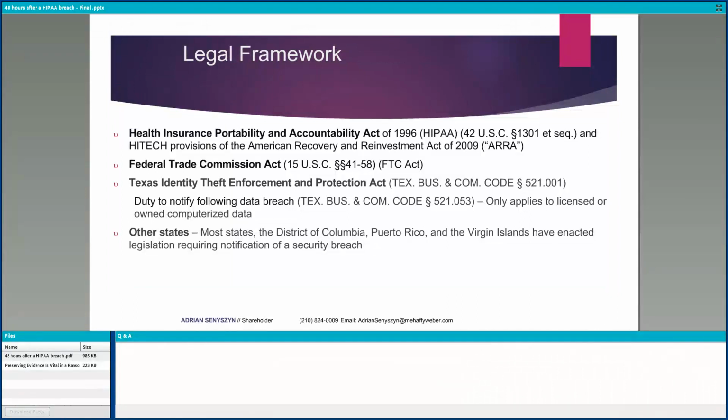So let's just talk real briefly. The legal framework that we're working with when we're looking at a HIPAA incident and a cyber attack is the HIPAA code itself, and that's the first code listed there. But you should be aware that there are other codes.